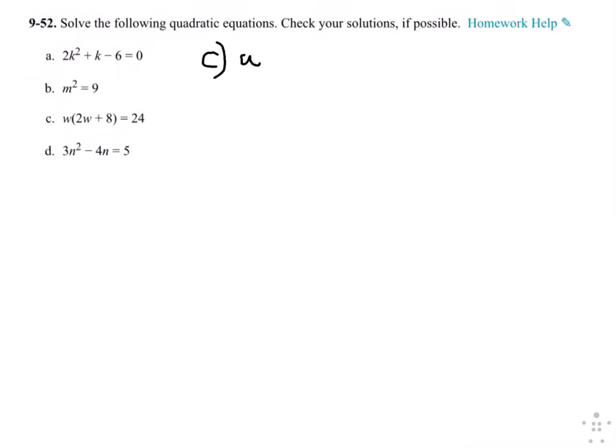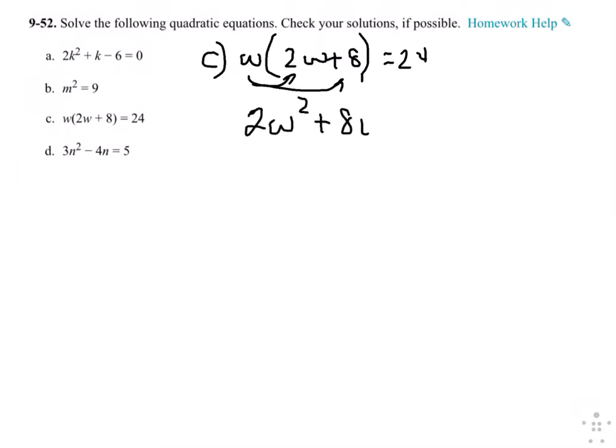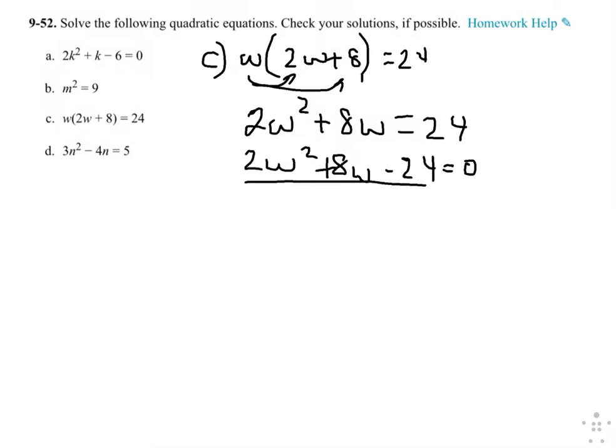C, let's make space. C, we have w times 2w plus 8 equals 24. I'll distribute, right? So we have 2w squared plus 8w equals 24. So 2w squared plus 8w minus 24 equals 0. I can factor a GCF out of 2, right? So actually I divide both sides by 2, right? So I get w squared plus 4w minus 12 equals 0.